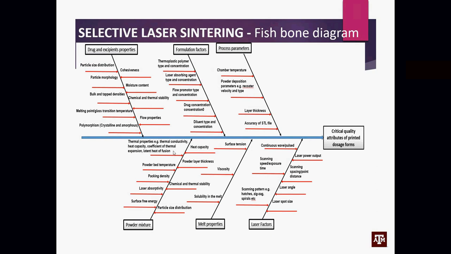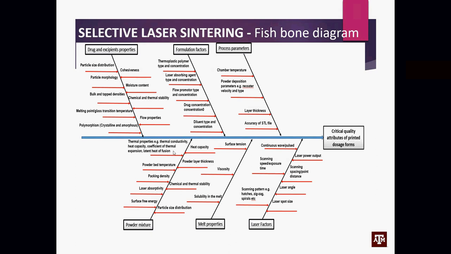You have to optimize your parameters. For example, you can use a Box-Behnken design, or any design where you have multiple factors. You study these factors: change the temperature, change the laser speed, change the polymer, change the excipients. Then you will get some trials, you do characterization, and then you optimize your formulation according to the results you get from all of these parameters.